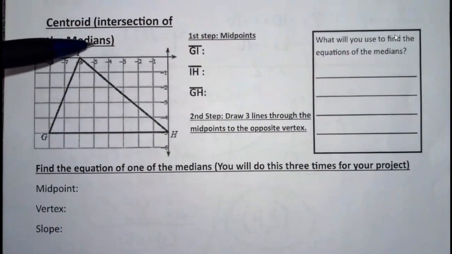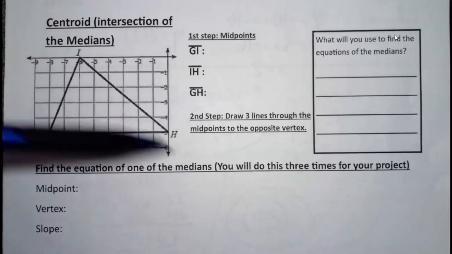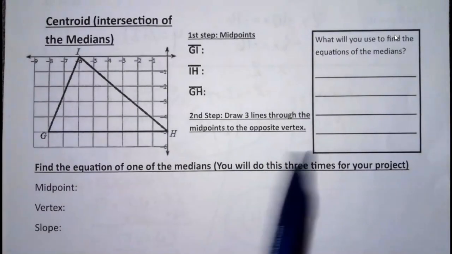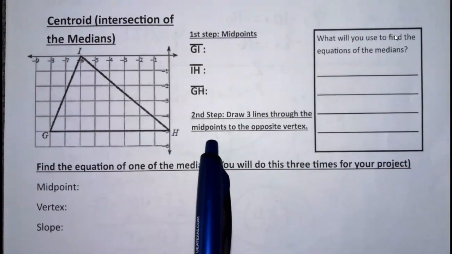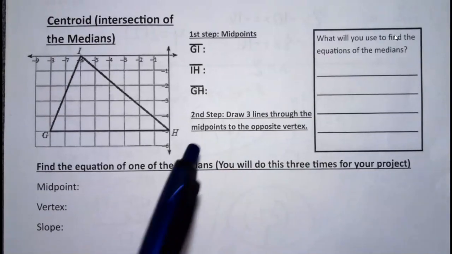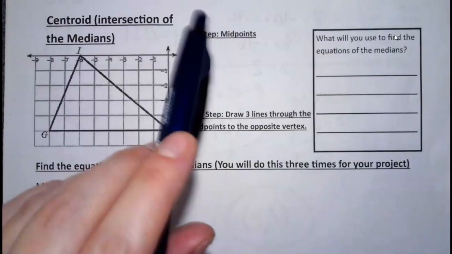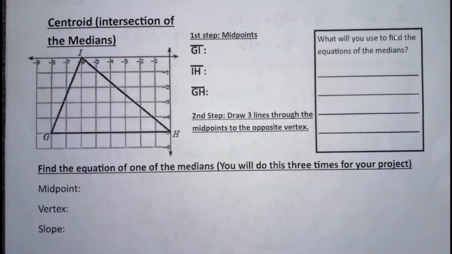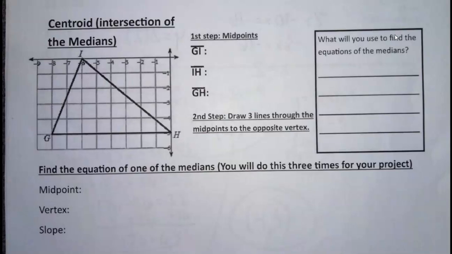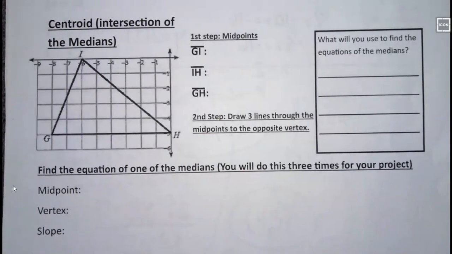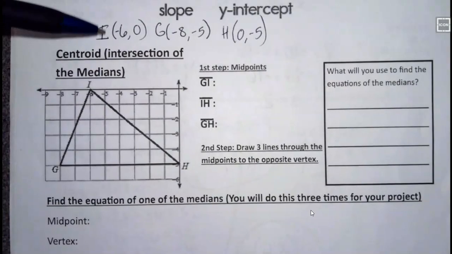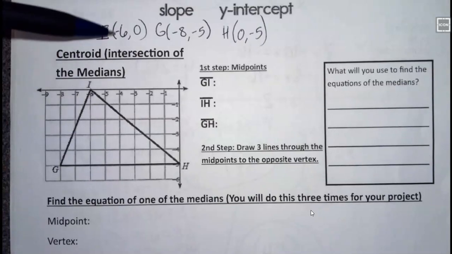So we are trying to find the three medians, or the three lines, and what a median does is it connects the midpoint and the opposite vertex. So we need to first find what those midpoints are. So let's do it. First, we're going to write the points down. That would be helpful.